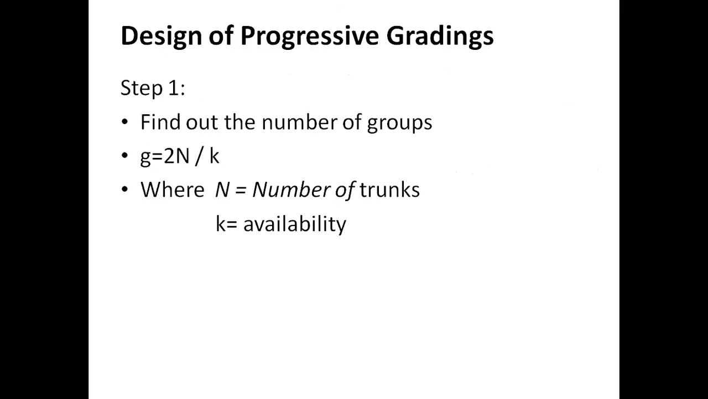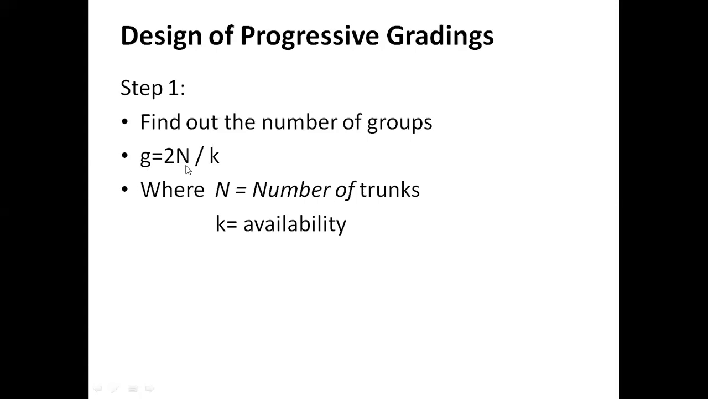Similarly, in a given problem, the first thing is to find the number of groups of selectors or switches. How to find that group? G is calculated by 2 times capital N divided by small k, where G represents the number of groups of trunks or switches or selectors, found by multiplying 2 with capital N and dividing that product by k. What is N and what is k?